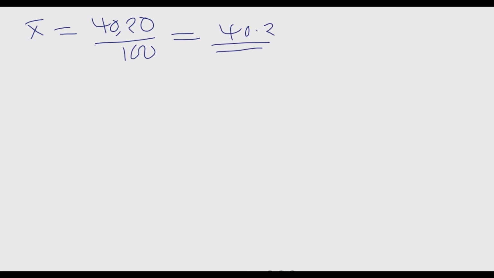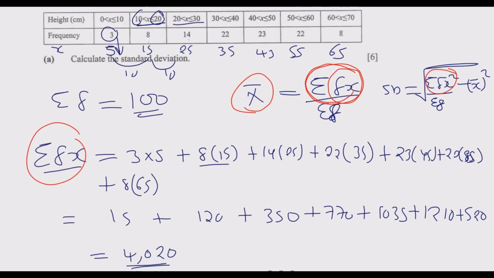So the mean therefore equals 4020 divided by 100. We are going to end up with 40.2. What are these? These are centimeters, because the height is in centimeters. Then next is for us to find the summation of this. You can either use the same approach or you can use the table. You still get the same answer, just use whichever is easier for you.